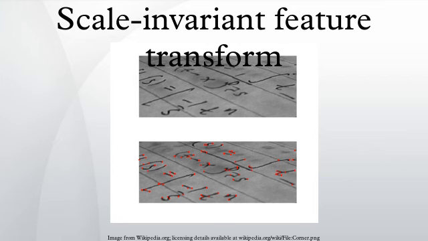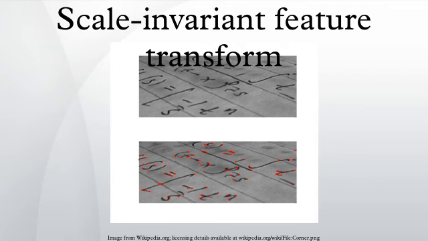The best candidate match for each K-point is found by identifying its nearest neighbor in the database of K-points from training images. The nearest neighbors are defined as the K-points with minimum Euclidean distance from the given descriptor vector. The probability that a match is correct can be determined by taking the ratio of distance from the closest neighbor to the distance of the second closest.